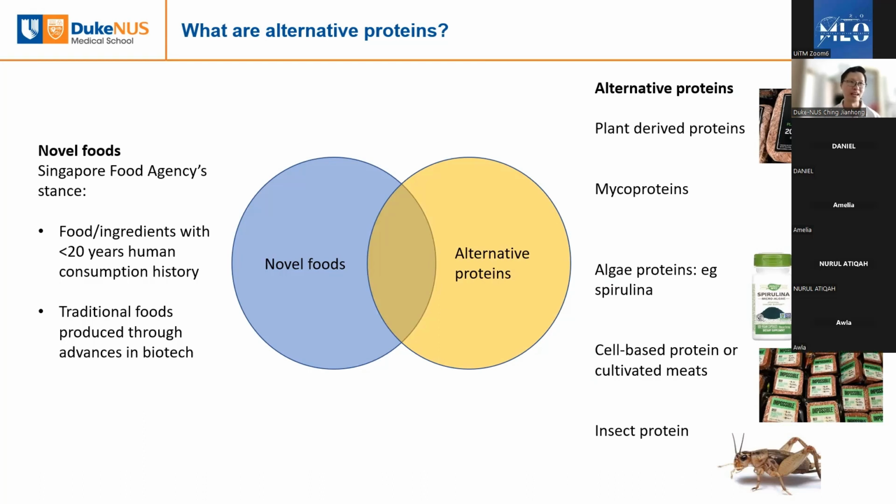For novel foods, they are food ingredients with less than 20 years of human consumption history, and this also includes traditional foods that are produced through advances in biotech. And alternative proteins are alternate, of course, to what is mainly being consumed, for example, poultry, beef, and other livestock. Examples of alternative proteins are plant-derived proteins, microproteins, algae proteins like spirulina. I think many of you have maybe seen or consumed this before. Cell-based protein or cultivated meats, and insect protein.